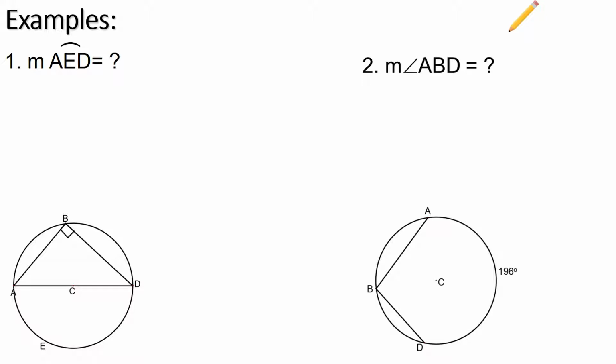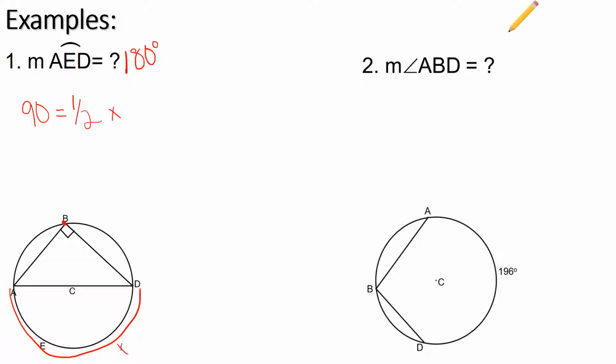In number one, they gave me the inscribed angle. So angle ABD is 90 degrees, but we need to find the measure of the arc AED. And it's pretty obvious that it's a semicircle, right? Because we know that AD is the diameter. So we know that this has to be 180 degrees. But if we were to use the equation, we would need the measure of the angle, which is 90, to be equal to 1/2 the measure of the arc.